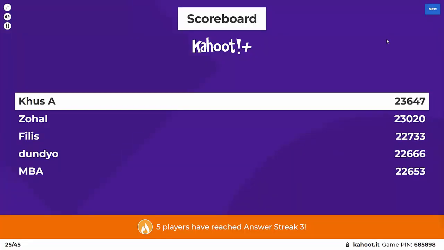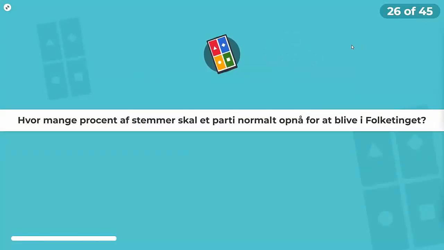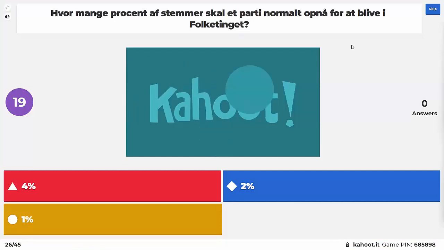Okay, so Cahus is leading Zohal by 627 points. So at the moment, it's Cahus, Zohal, and Phyllis on the podium. Dundio and NBA number 4 and 5. 5 players have reached an answer streak of 3. Excellent. We've got 20 questions to go. So there's still a lot of room for an upset in the top 3.